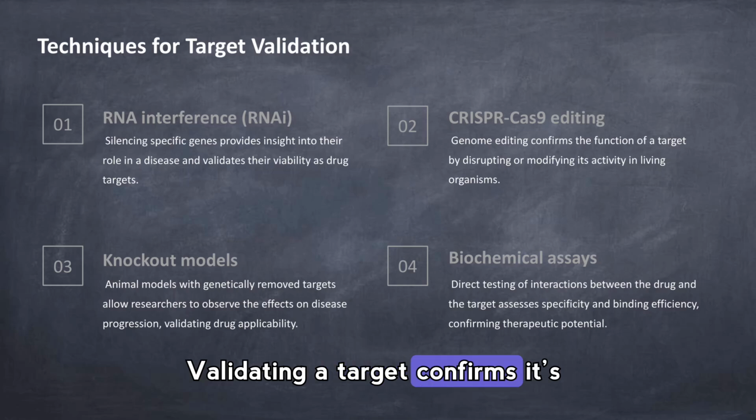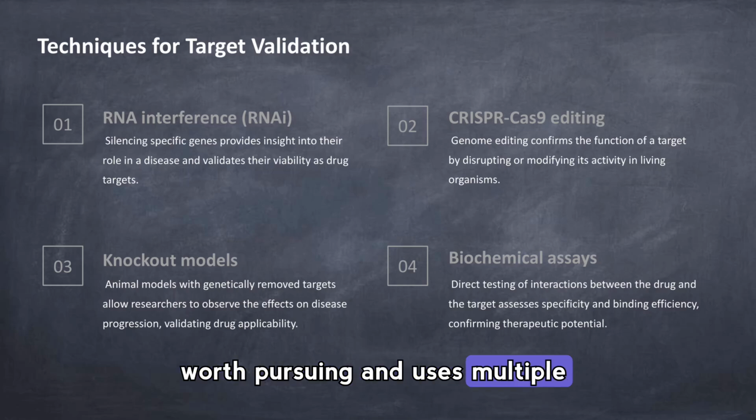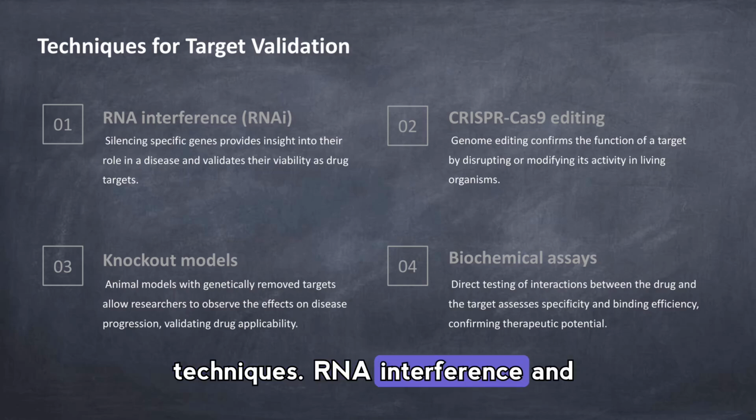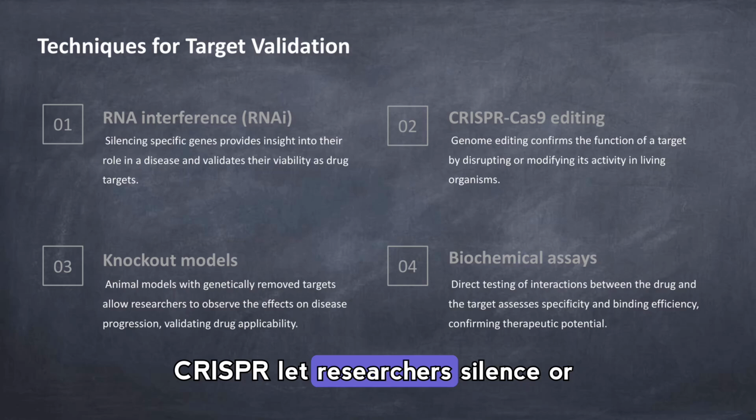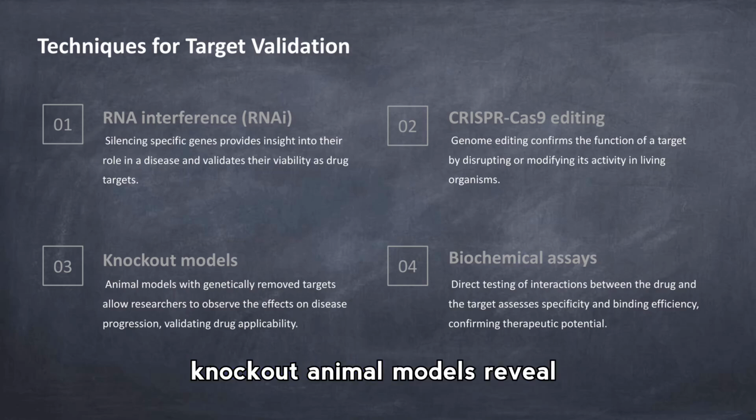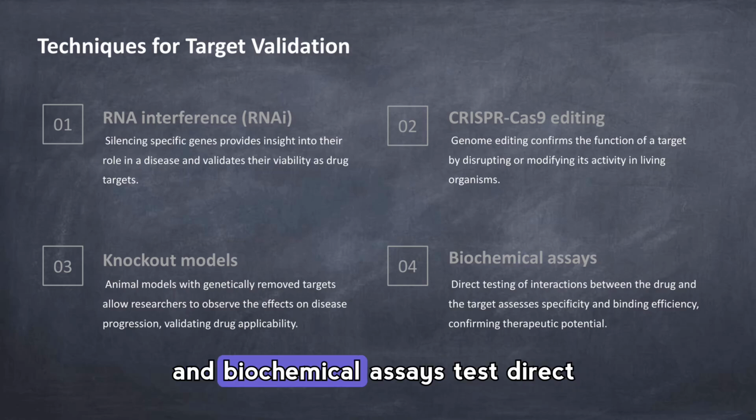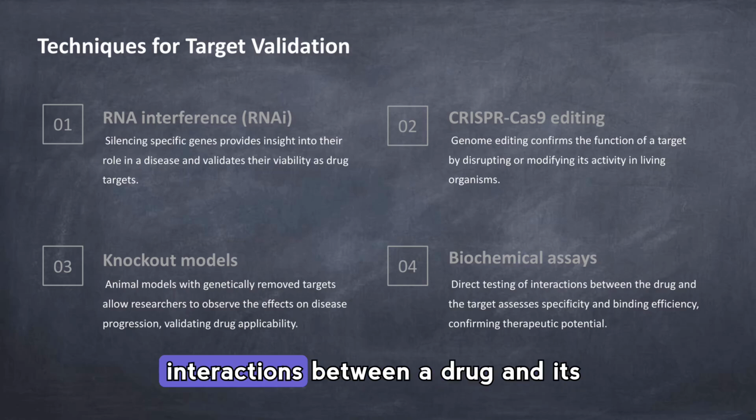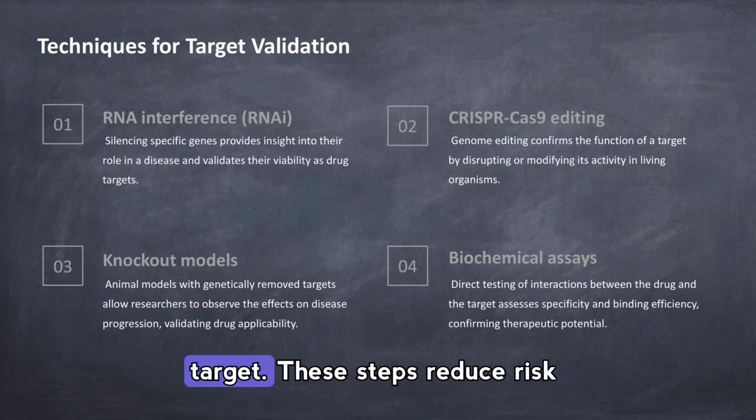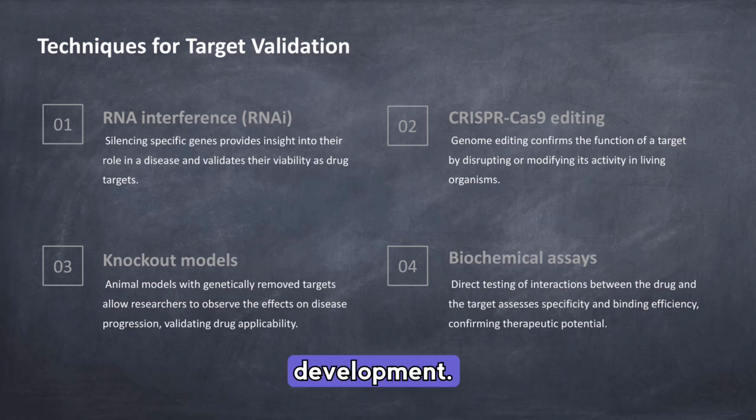Validating a target confirms it's worth pursuing and uses multiple techniques. RNA interference and CRISPR let researchers silence or edit genes to observe effects. Knockout animal models reveal biological roles in whole organisms, and biochemical assays test direct interactions between a drug and its target. These steps reduce risk before investing in drug development.